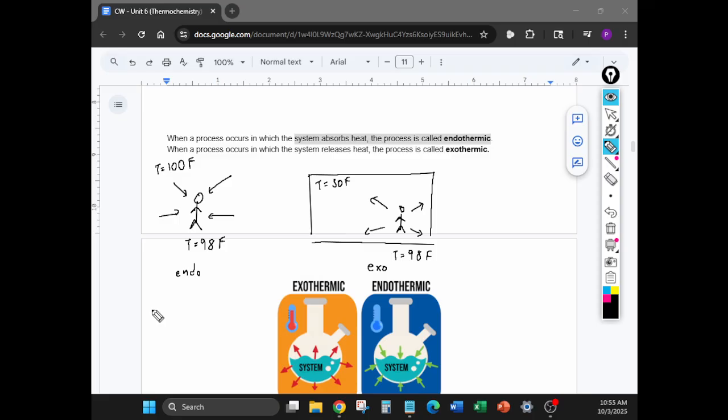So that's kind of the difference between the two. Endo is when the system absorbs energy. Exo is when the system releases energy.